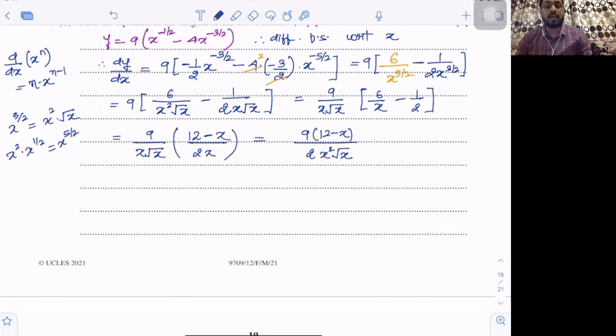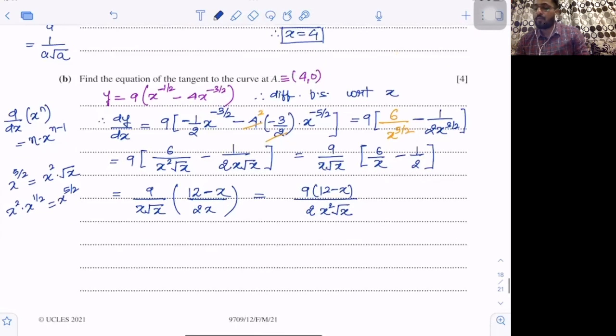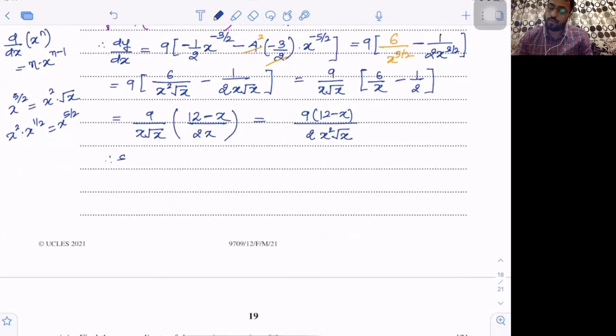That's my dy upon dx. So I've got dy upon dx, students. Dy upon dx is the slope, right? Dy upon dx is what? It is the slope of the tangent. So I can say, therefore, slope of tangent is 9 times of 12 minus x divided by 2 times of x square root x.